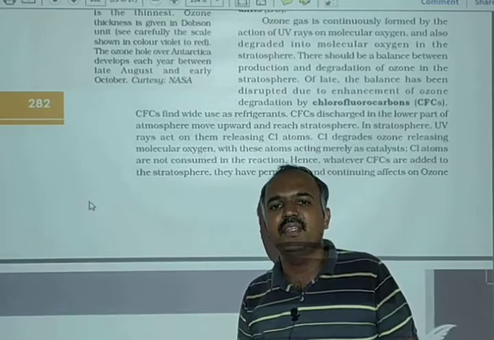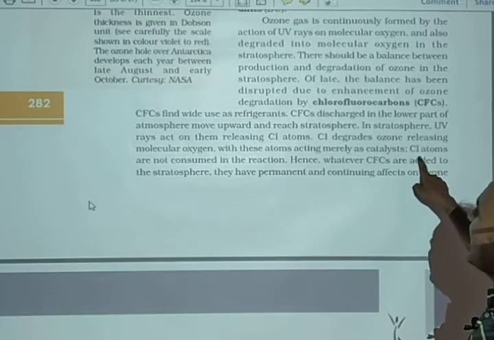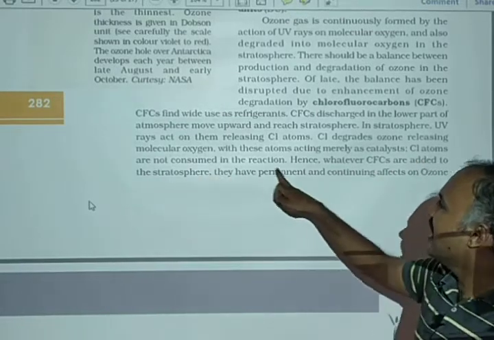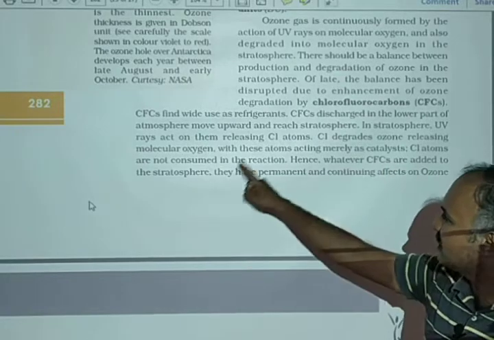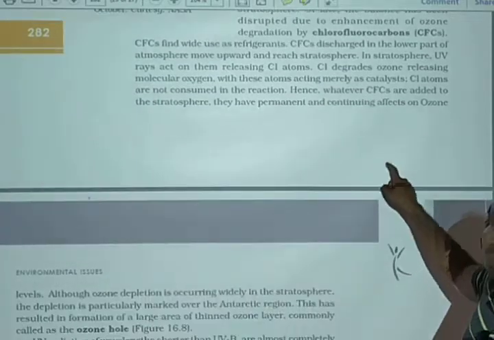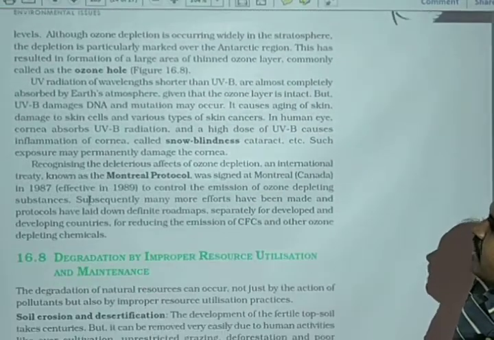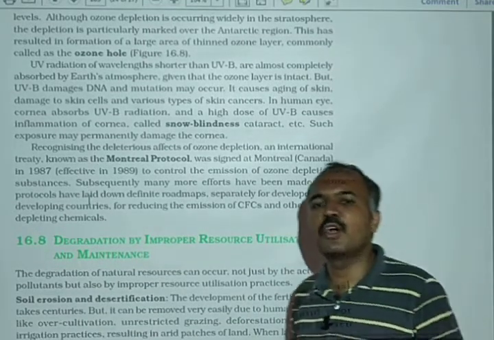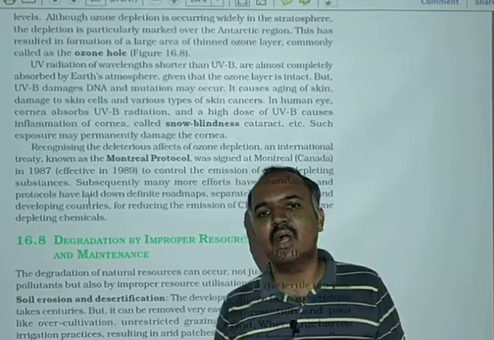In the ozone depletion process, chlorine works as a catalyst, and chlorine atoms are not consumed in the reaction. Hence, whatever CFCs are added to the stratosphere have permanent and continuing effects on the ozone levels. Even though we release a small amount of CFC, it will have a long-lasting effect.